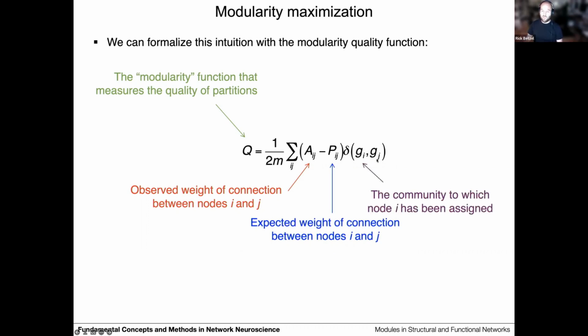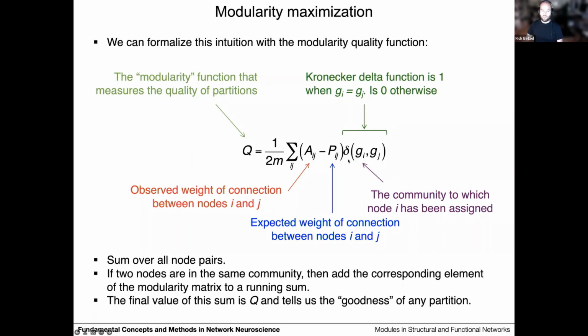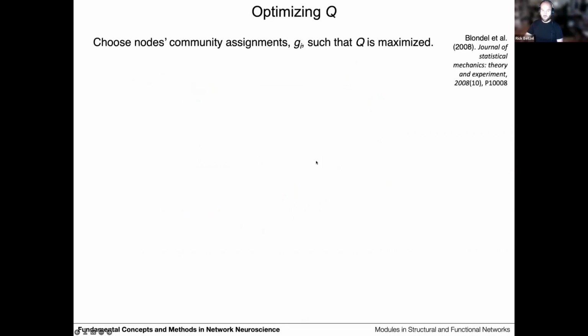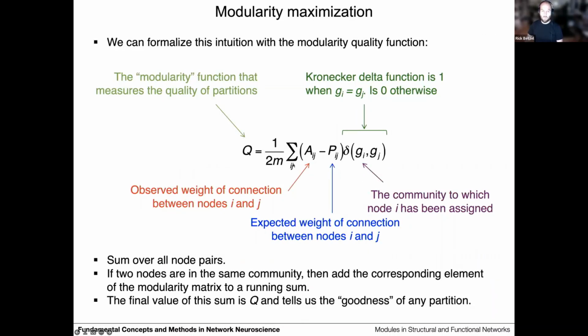g_i and g_j are the cluster assignments, or the community assignments, of nodes i and j respectively. And this delta function is the Kronecker delta, and it is equal to 1 if g_i and g_j are equal to one another, and otherwise is equal to 0. So what modularity maximization is essentially trying to do is choose these cluster assignments such that when we do the summation over all pairs of nodes, all ij's, the elements that fall within communities, where g_i and g_j are identical and the delta is equal to 1, that sum is as big as possible.